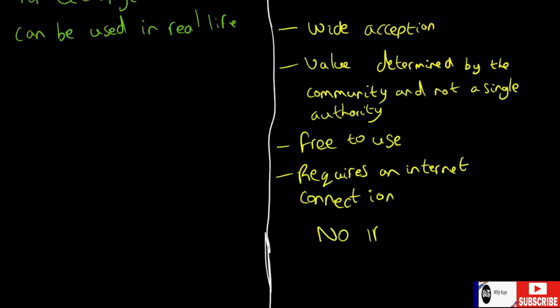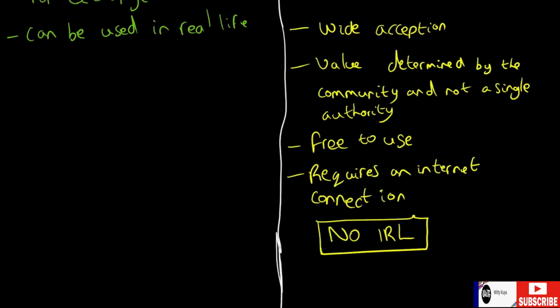No in real life presence as of yet. That might change, even though it doesn't look like it. Bitcoin might have more of a real presence in the physical world. So that's it for how Bitcoin and cryptocurrencies in general differ to conventional fiat currencies.